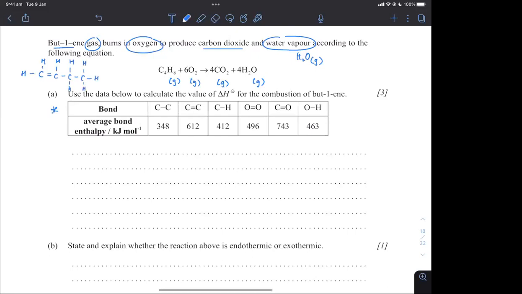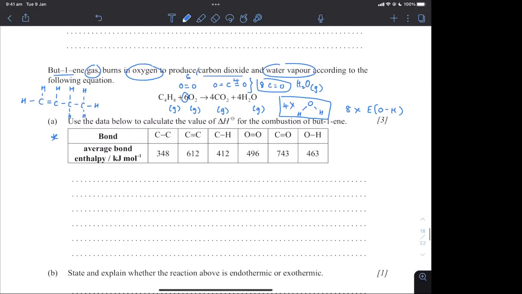Carbon forms 4 bonds, that was part of the bonding topic. Carbon forms 4 bonds, 1, 2, 3, 4, and so on. Oxygen, we have 6 of these, so be careful about the stoichiometry. We have 4 of the carbon dioxide, and then we have H2O. We also have 4 of them. So we're going to count them properly. If you count this, you have 8 O-H bonds because there are 8 OH altogether. Similarly, for that, you have 4 times 2, which is 8 C=O double bonds. And for the O2, you have 6 O=O double bonds.